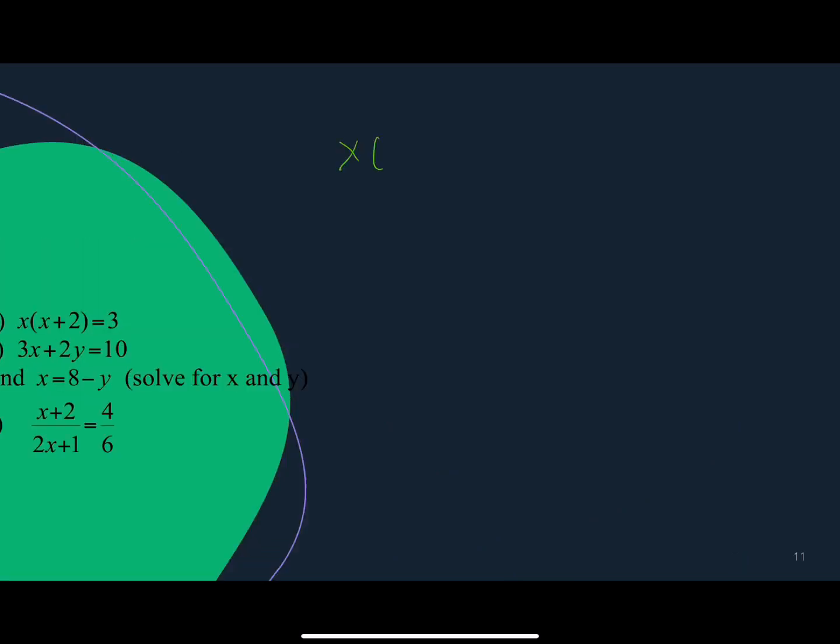x multiplied by x plus 2 equals 3. Then we use the rule we learned before. You expand the bracket: x squared plus 2x minus 3 equals 0. Then for the purpose of this session, this answer is fine.